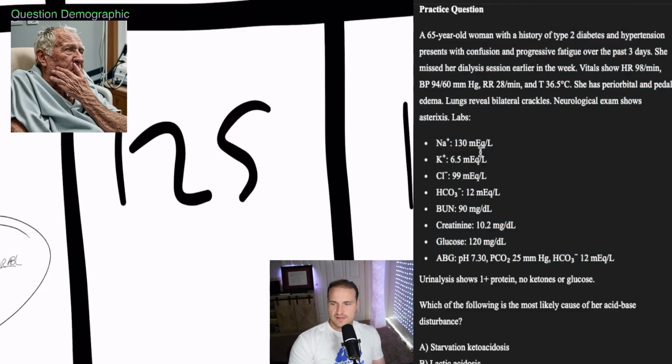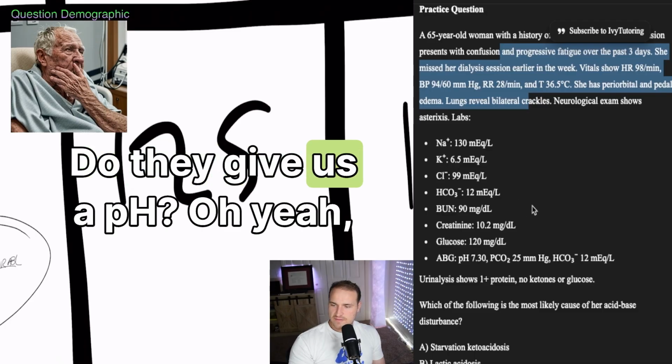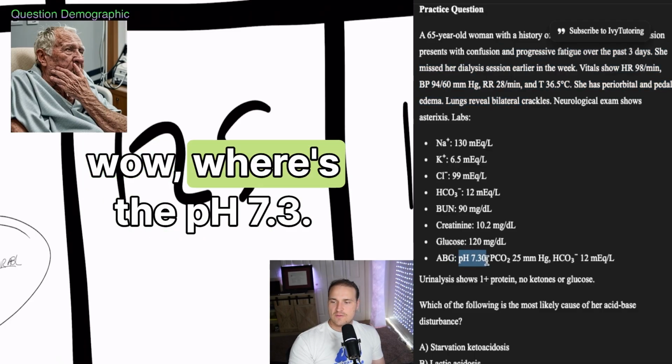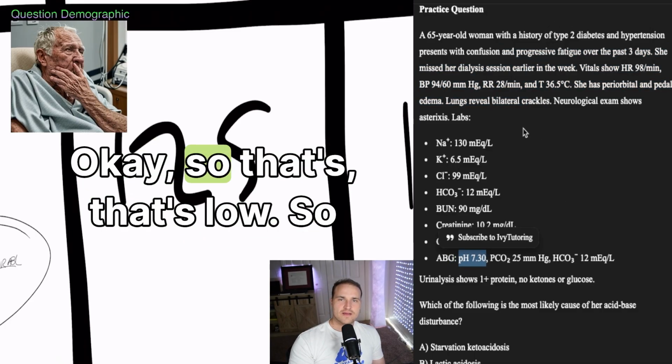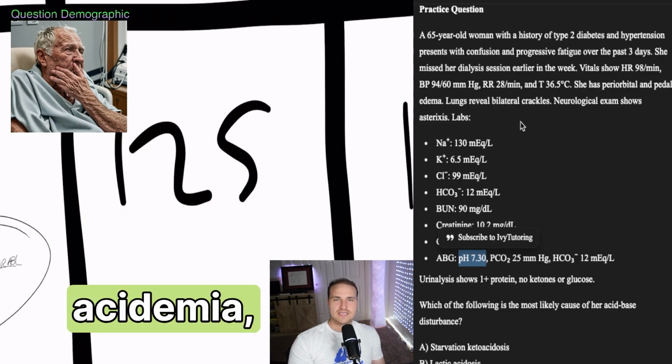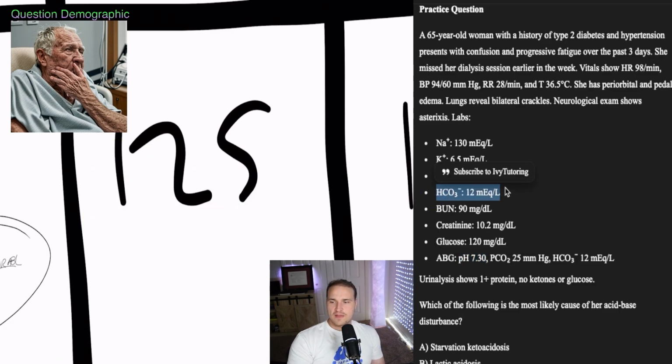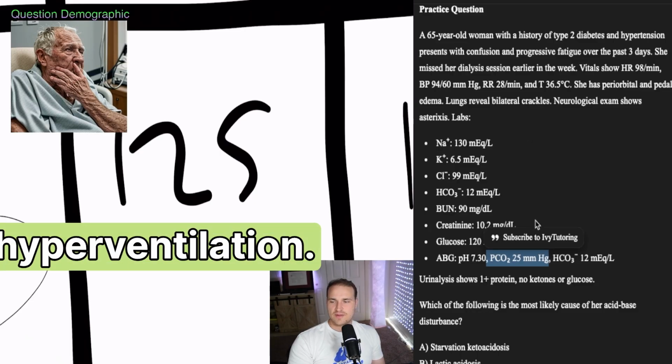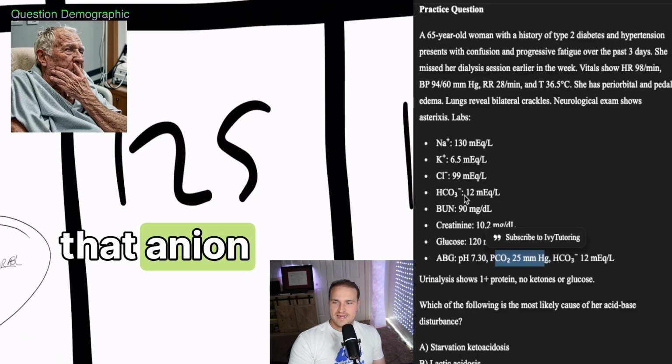All right, so what's going on in these labs? Do they give us a pH? Oh yeah, there it is. I was like, wow, where's the pH? 7.3, so that's low, so we're dealing with acidemia. HCO3 at 12, that's low, so that's metabolic acidosis. PCO2 is at 25, also low, so the lungs are compensating with some hyperventilation. And now let's calculate that anion gap.